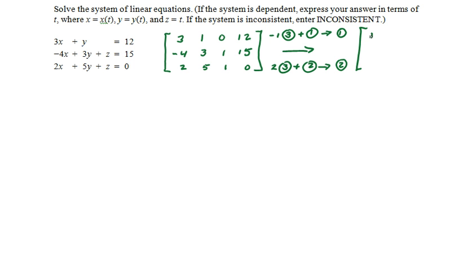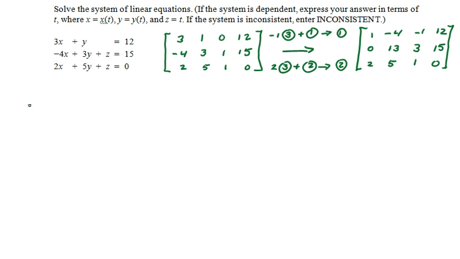So I'm going to have 1, -4, -1, 12; 0, 13, 3, 15; and 2, 5, 1, 0 as the equivalent matrix.